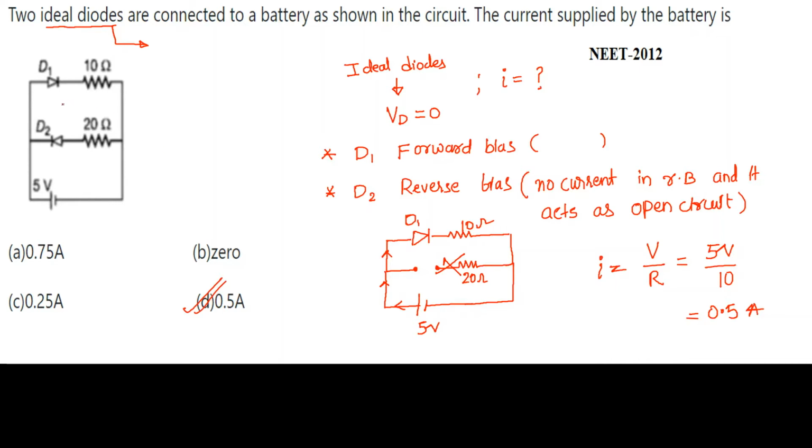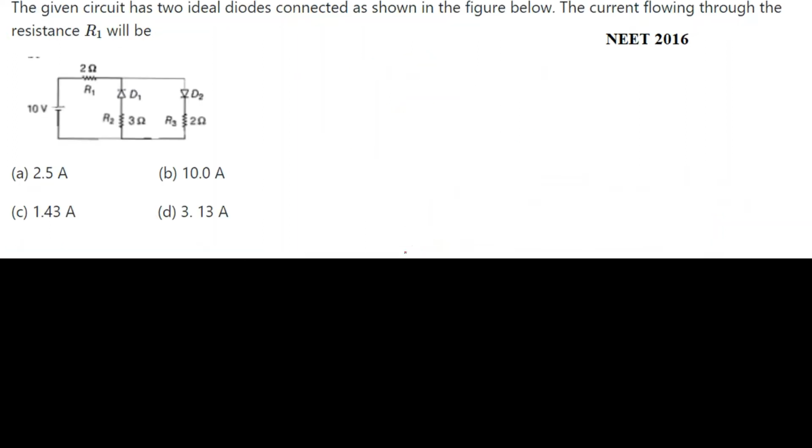Whenever 2 or 3 diodes are given, you have to check which diode is forward bias and which diode is reverse bias. Whenever a diode is in reverse bias, no current flows through the diode and it will act as an open circuit. I hope you understood this problem. Let us move on to the next problem.